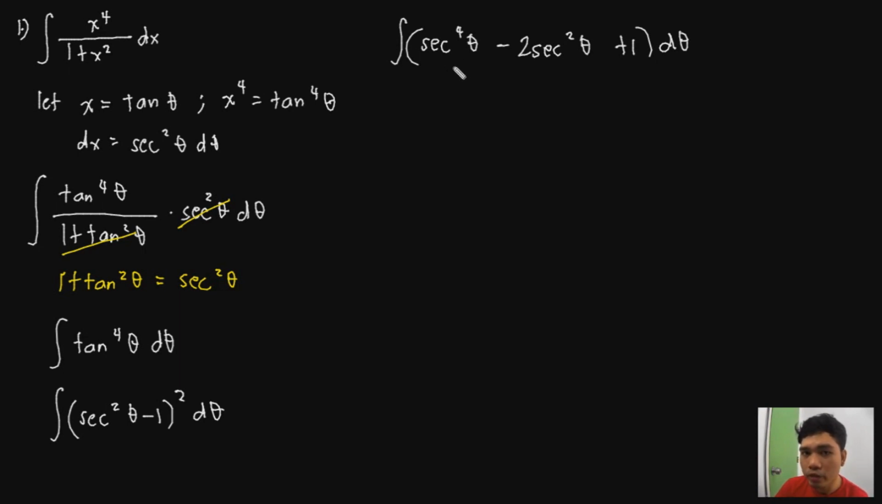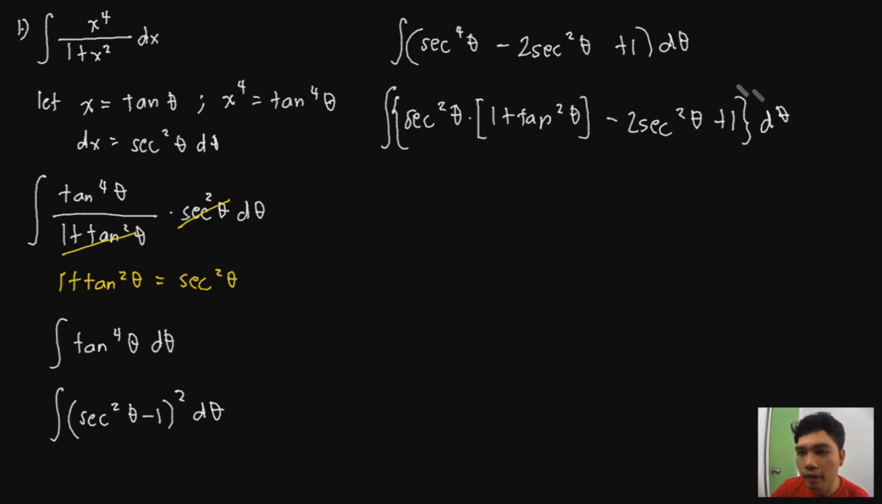Pero, what if we try to rewrite this in the form that is secant squared theta multiplied by 1 plus tangent squared theta? Will this be integrable? So, the answer is yes, kasi ganito yung gagawin natin dyan. Multiply talaga natin yan, no? So, I think I'll be having something like this. Okay, so ito na yung final form natin ng ating integrand.